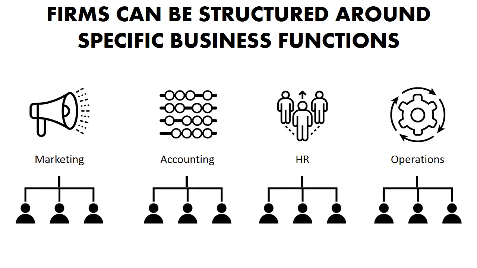Okay, so we'll start by talking about functional structures. Functional structures are when firms are structured around specific business functions. This is the most common way to structure organizations. So you got the marketing department, the accounting department, you got HR, and then you got operations, the people that actually do the work on a day-to-day basis. So we've split the organization up based on which functions people are performing.